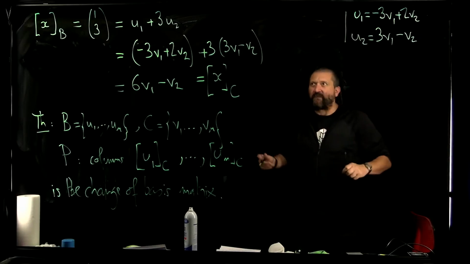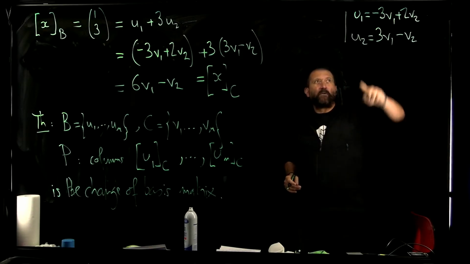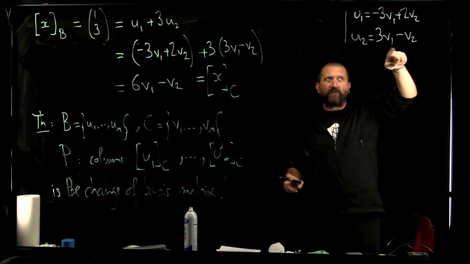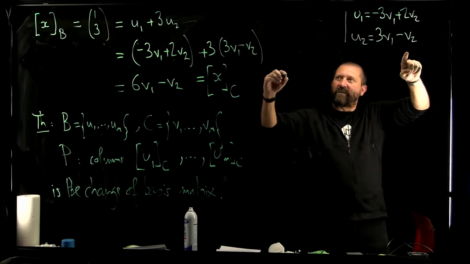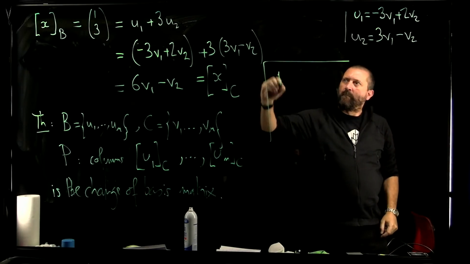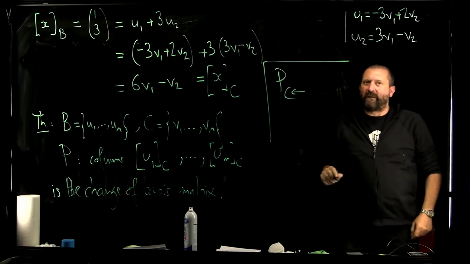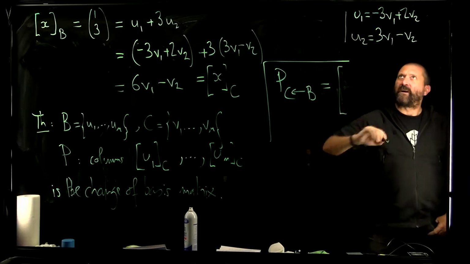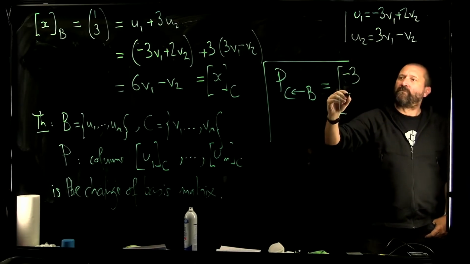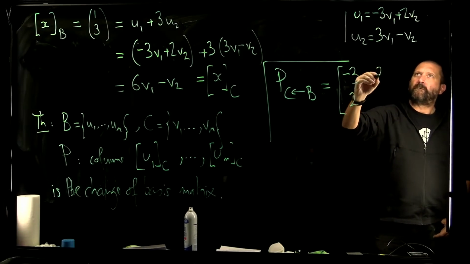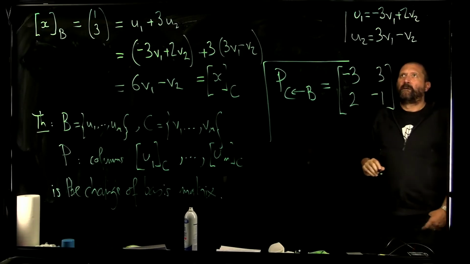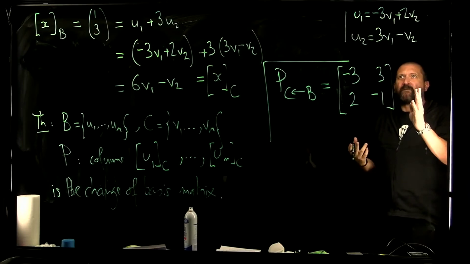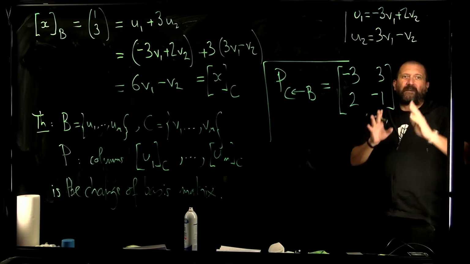Okay, how do we compute it? Well, I'm looking for the coordinates of U1 in the new basis and U2 in the new basis. And that's it. So my matrix P, that's going to take me into basis C from basis B, is simply the matrix that has columns -2, -3, 2, 3, -1.